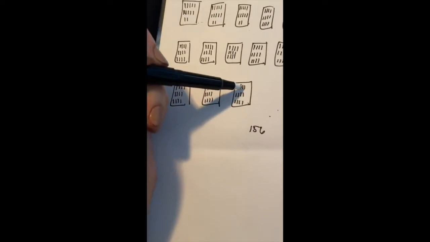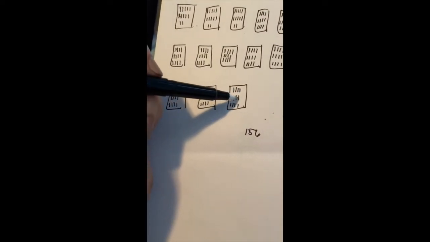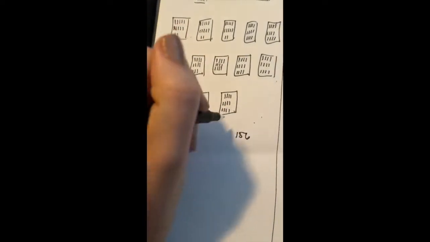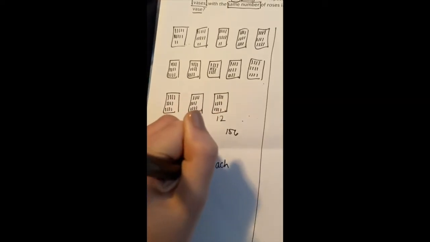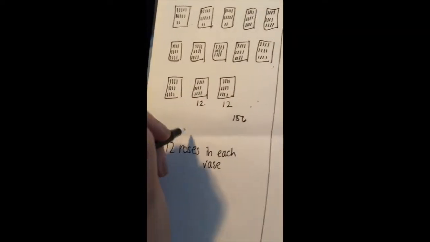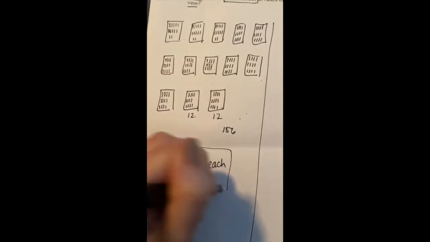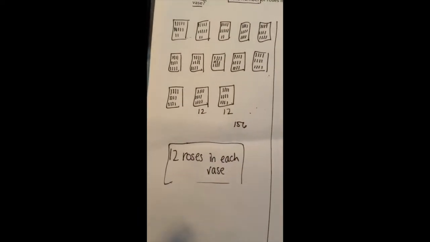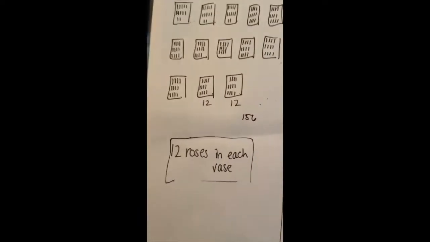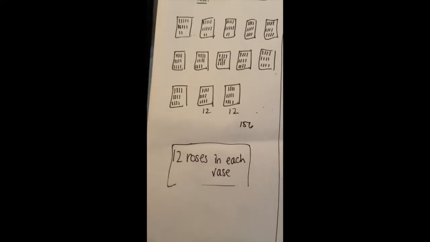And now I need to figure out how many roses are in each of the vases. So if I count 1, 2, 3, 4, 5, 6, 7, 8, 9, 10, 11, 12, I have 12 in each of these vases. So my answer is 12 roses in each vase. Yes, it might have taken you a while to do this, but if this is one way that you know how to do it, this is one way you know how to do it. But I'm going to show you a quicker and easier way to do it.